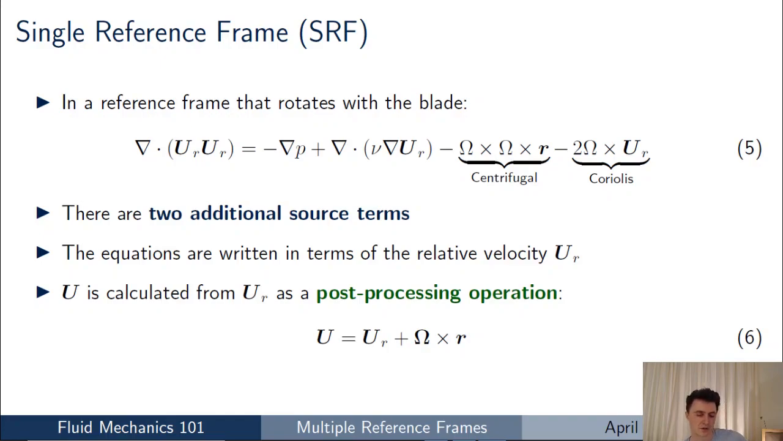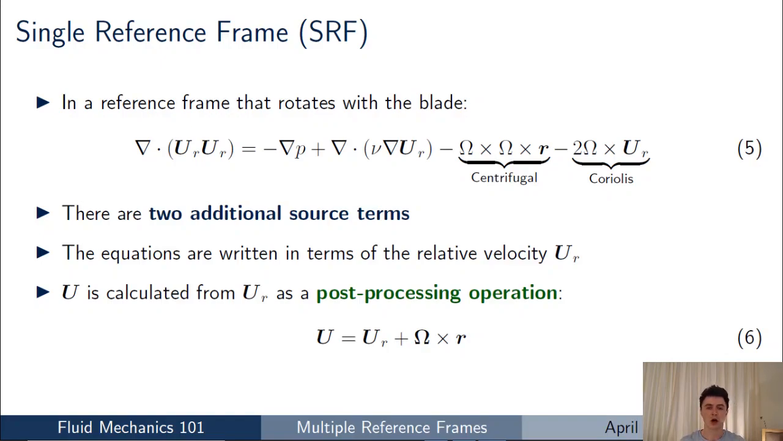Now, notice in equation 5, the unknown in the Navier-Stokes equations is now the relative velocity. So that's u with a subscript r. We've replaced the global velocity with the relative velocity, and as a result, we've now got 2 extra source terms, which you can see on the right-hand side. It's common to refer to these source terms as the centrifugal and Coriolis forces. But for us, we don't really care about what they're called. All we need to know is that there are 2 additional source terms that we're going to have to apply at the centroid of every cell in the mesh.